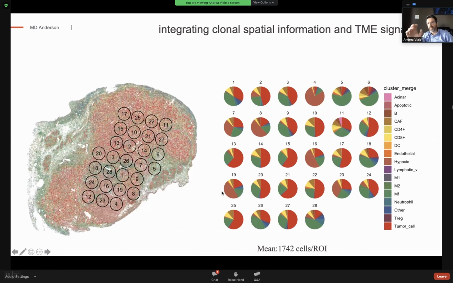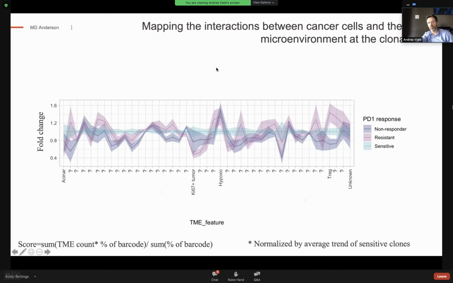Then obviously he can integrate this information with the clonality that we detected through laser capture and sequencing of the tumor. And this is exactly what he's doing. So he's able to map interaction between cancer cells with different behavior and the tumor microenvironment at the clonal level. Sorry, I just masked the different signatures because this is something that we are actively working on.